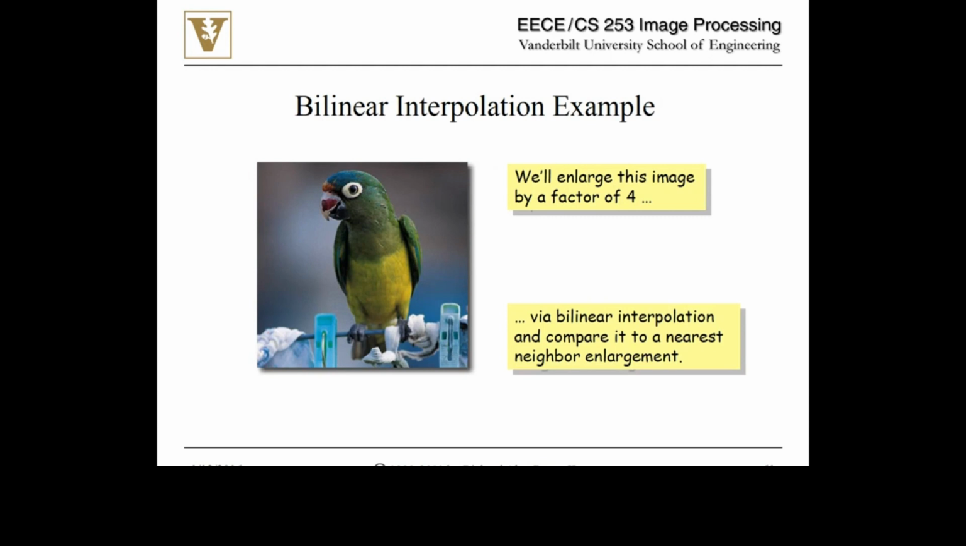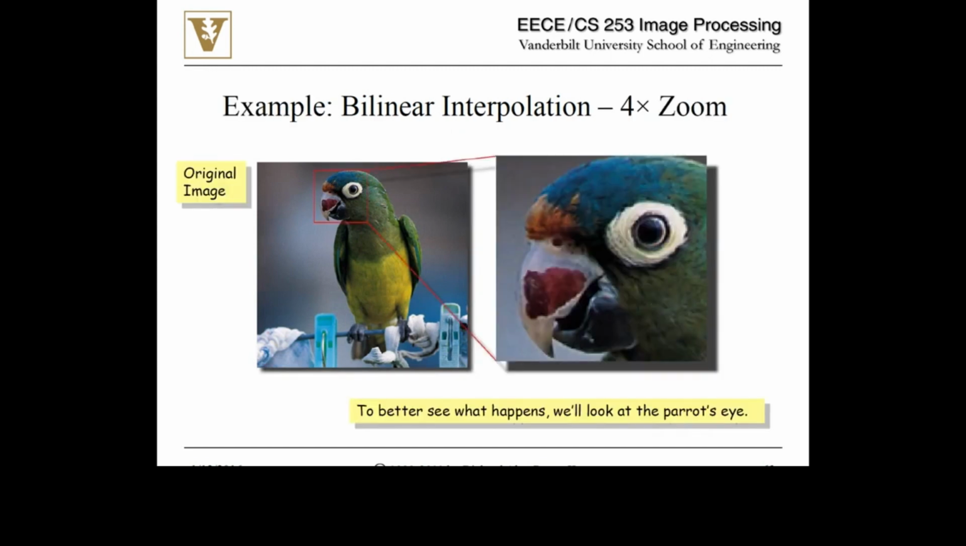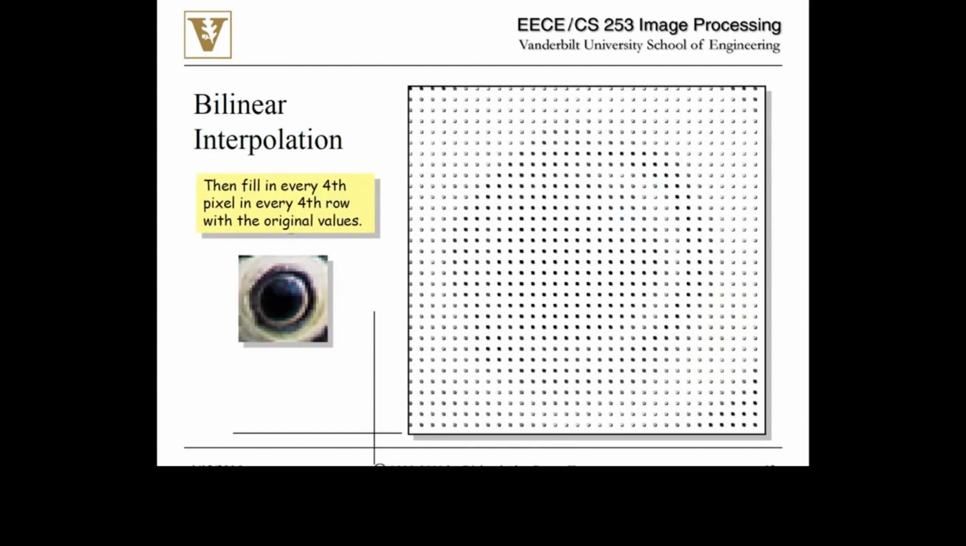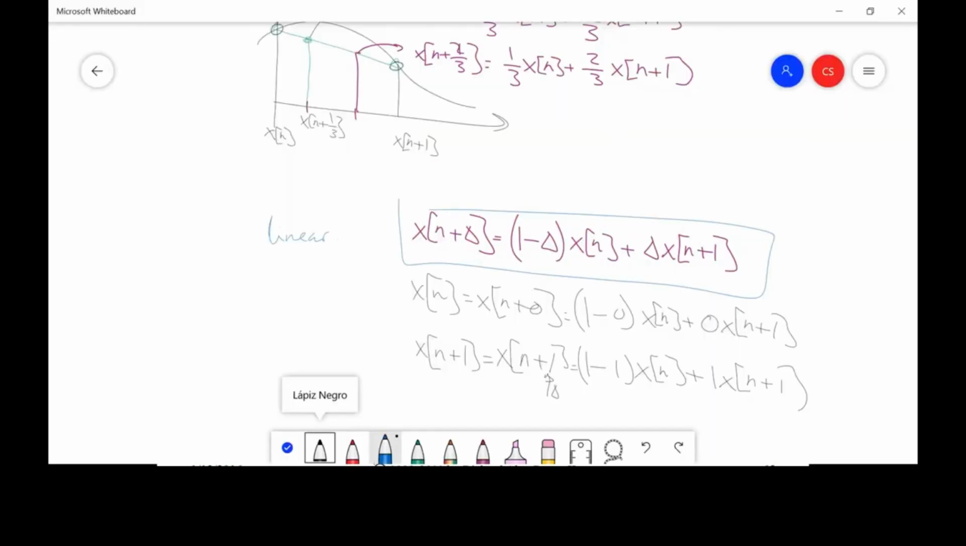Okay, so we will enlarge this image by a factor 4. So let's have a zoom. So this is how the original data looks like. And now we want to have an image that is 4 times bigger in both dimensions. So we take the values that we know. So these are the equivalent, these 2 points that we know. And we want to fill the values in between.